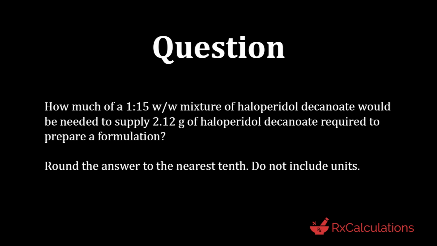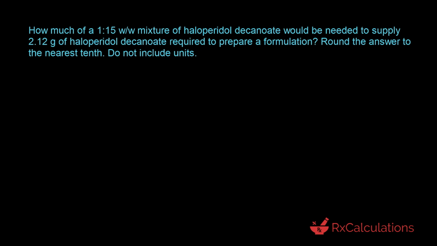This question says, how much of a 1:15 weight by weight mixture of haloperidol decanoate would be needed to supply 2.12 grams of haloperidol decanoate required to prepare a formulation? Round the answer to the nearest tenth. Do not include units. So in this question, we have the ratio strength, which is given on a weight by weight basis, and that value is 1:15. So that's the concentration.